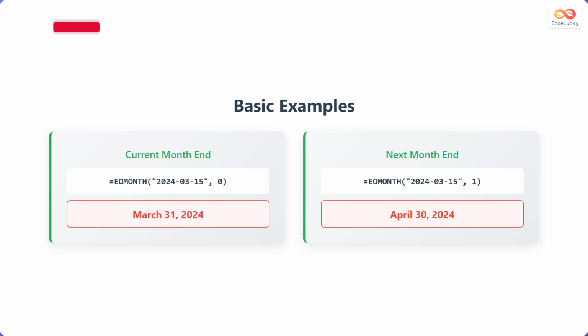Next, to find the end of the following month, using the same start date but changing the months argument to 1, the formula is =EOMONTH("2024-03-15", 1). The result will be April 30, 2024.